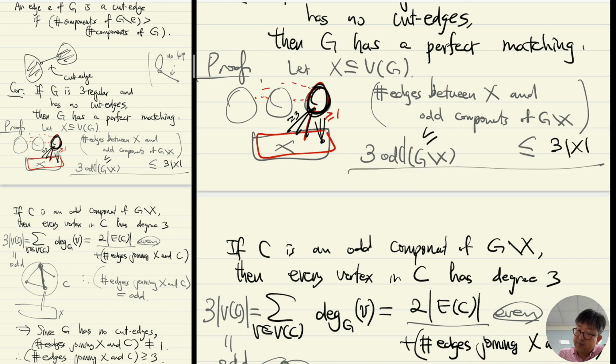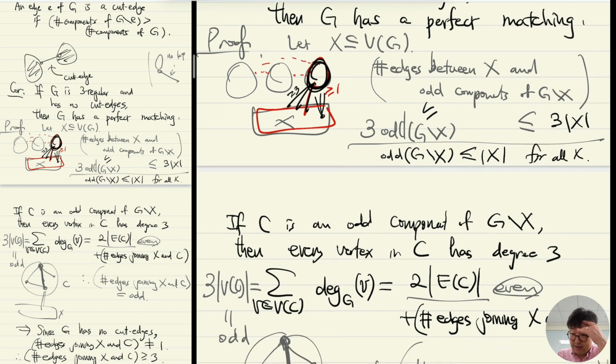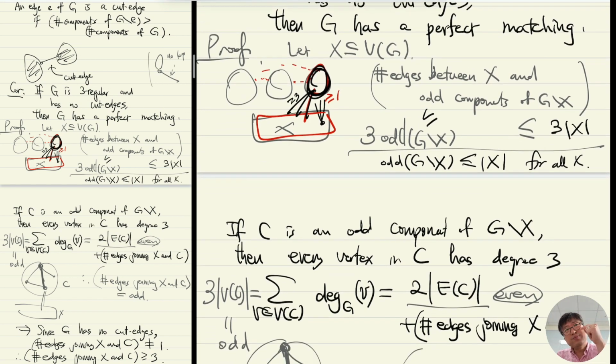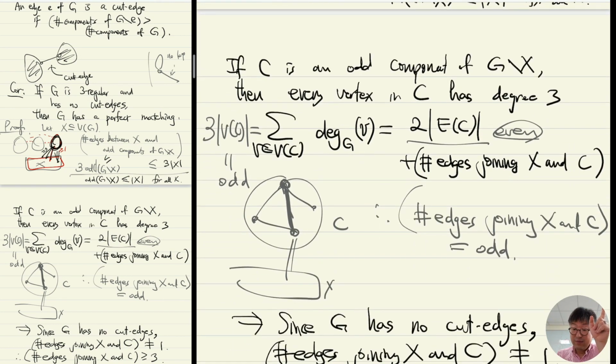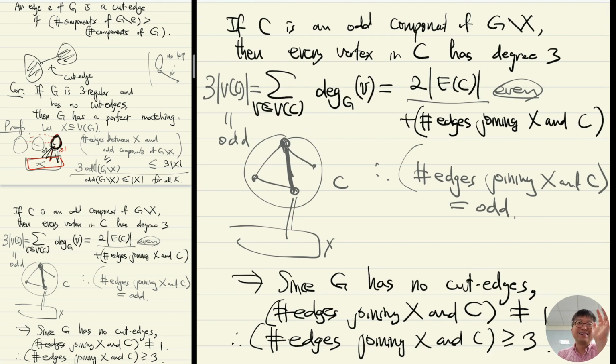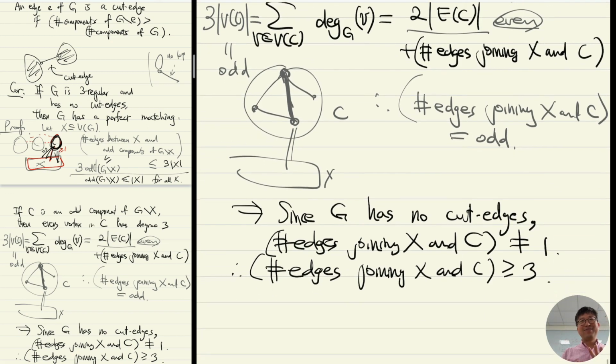Right? So from this inequality, we deduce that the number of odd components in G delete X is at most |X|, for all X. Now, let's see where I cheated or not. Is this proof working when X is empty? Did I cheat? No, actually not. In this writing, everything works out.